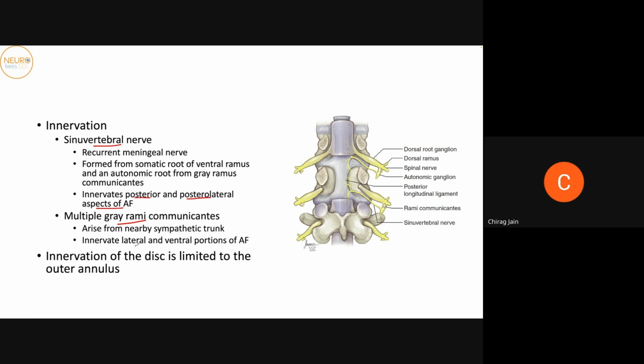The anterior aspect and the lateral aspect of the annulus fibrosus, on the other hand, is supplied by the sympathetic trunk, which is lying anteriorly. So directly from the sympathetic trunk, you get multiple gray rami communicantes, which will supply the lateral and the ventral portions of the annulus fibrosus. Now, the innervation of the disc is limited only to the outer parts of the annulus and not to the central part of the disc.